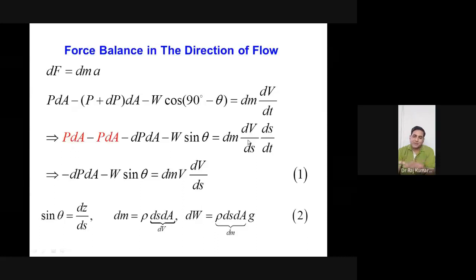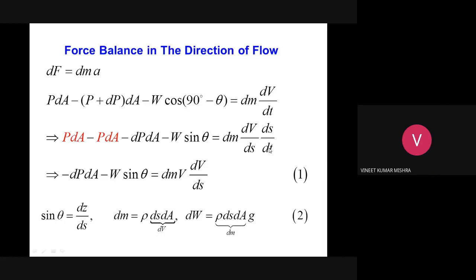Okay, yes sir, I did it this way. Now, at this place, ds upon dt, distance upon time, is called what? Velocity only. Yes, sir. So I just got another line here: minus dp dA minus w sin theta equals dm v into dv upon ds.